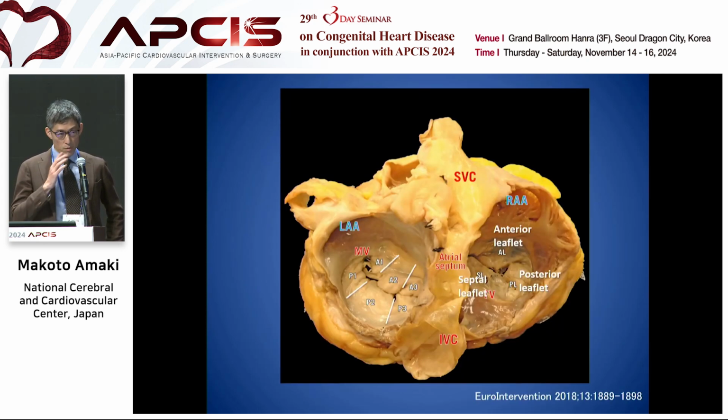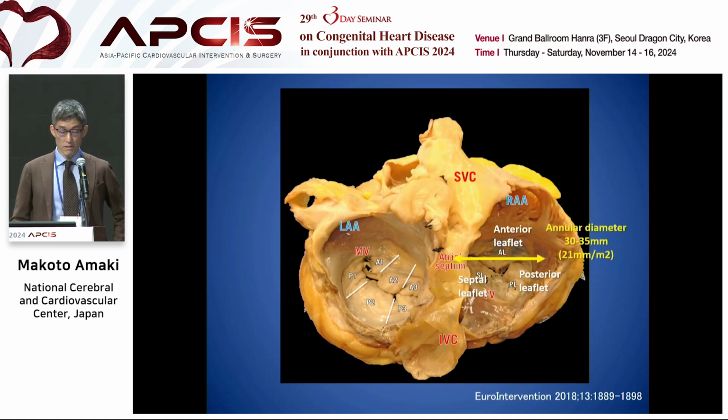So I think most people are familiar with the mitral valve, but not familiar with the tricuspid valve. Probably EP doctors are familiar with the right ventricle or right atrium, but valvular heart disease doctors are not familiar with the tricuspid valve, so we go through the anatomy first. The tricuspid valve consists of three leaflets, obviously: the septal leaflet, anterior leaflet, and posterior leaflet.